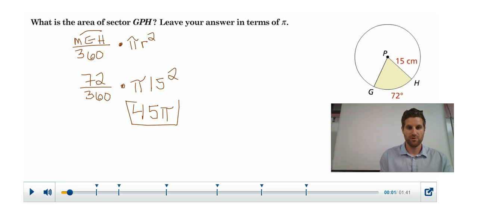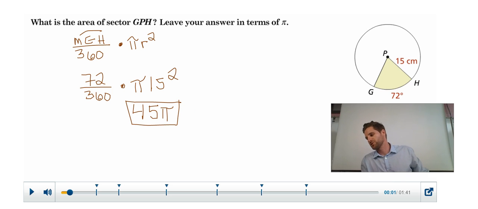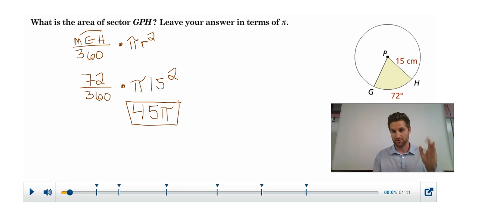All right. So area of the sector, very similar to what we did the other day with arc length. So many different words going on in our heads. Okay, and let's look at one last one.